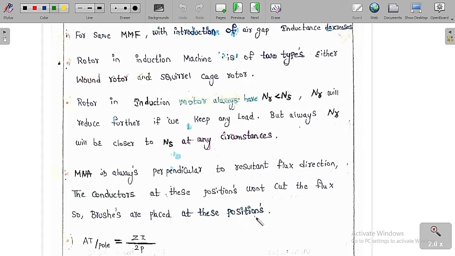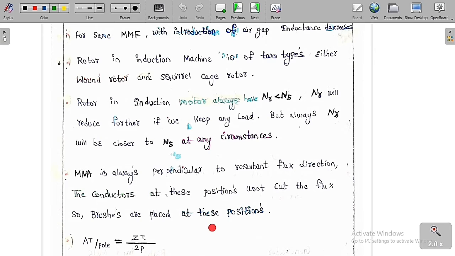The conductors at these positions won't cut the flux, so brushes are placed at these positions. I have already told you, MNA means magnetic neutral axis. It is always perpendicular to the resultant flux direction. If you keep coils at this position, these coils will never intersect the flux. If they never intersect the flux, there is no induced EMF in these coils. So whichever coil is going under commutation will never get any spark. That is the reason we keep the brushes at this position itself.